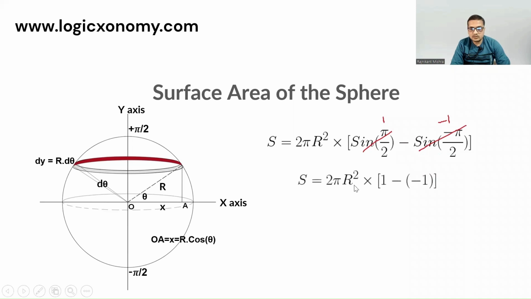Now S is equal to 2 pi r square into 1 minus minus 1. Minus into minus is equal to plus. 1 plus 1 is equal to 2. So the final formula is S is equal to 4 pi r square. This is the formula for the surface area of the sphere.